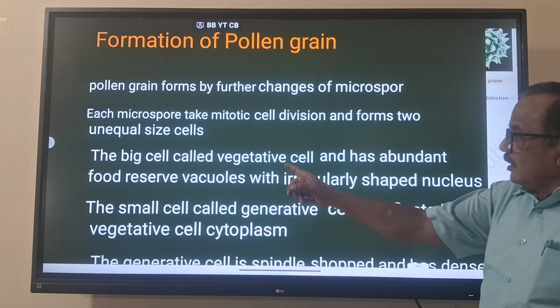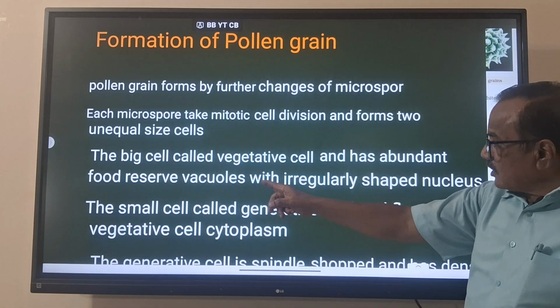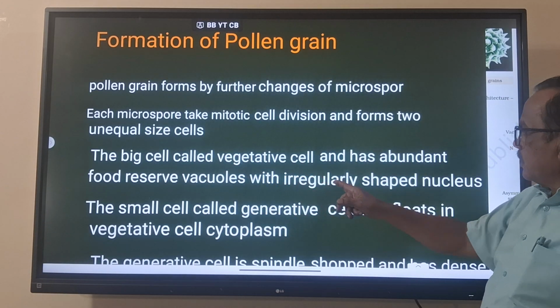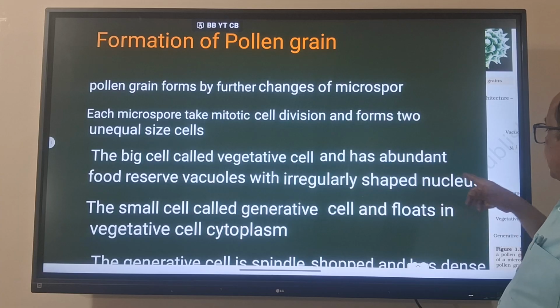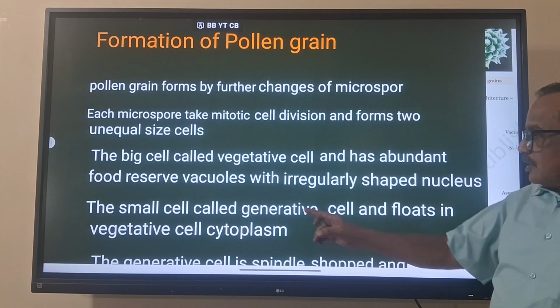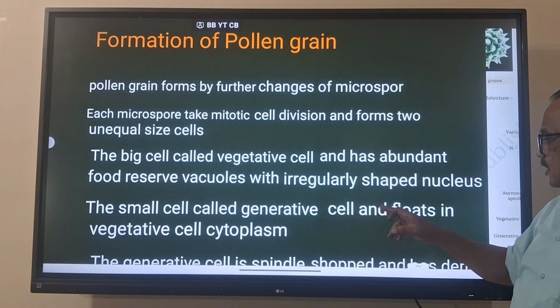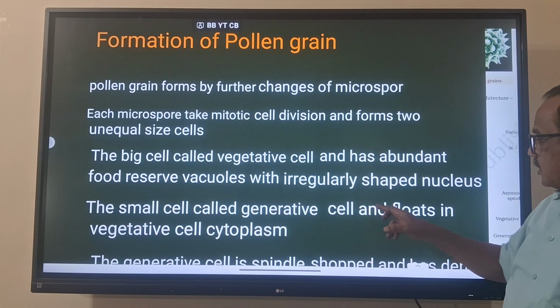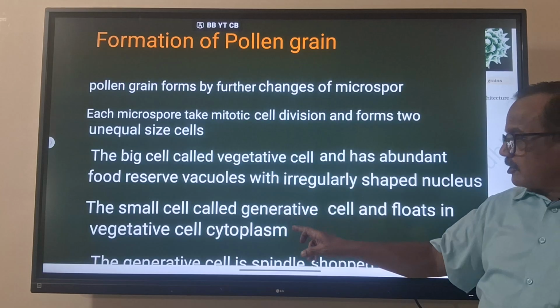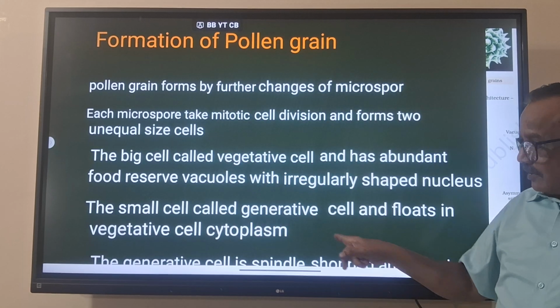So here the big cell is called the vegetative cell, and it has abundant food reserve vacuoles with an irregularly shaped nucleus. I discussed it already, I showed it also. The small cell is called the generative cell, and the generative cell floats in the vegetative cell because it is a small cell inside the other cell. That also I told.